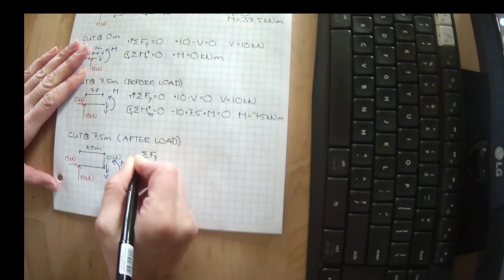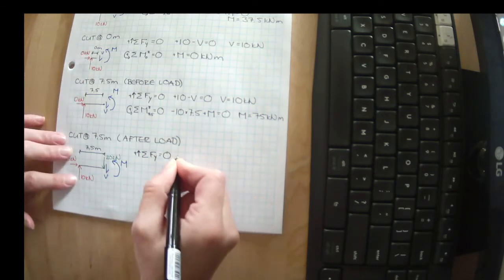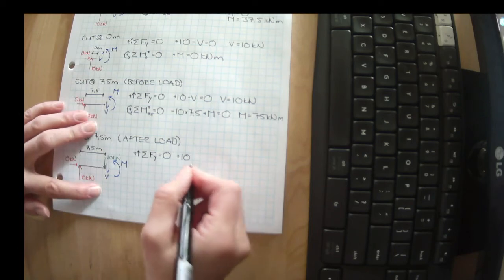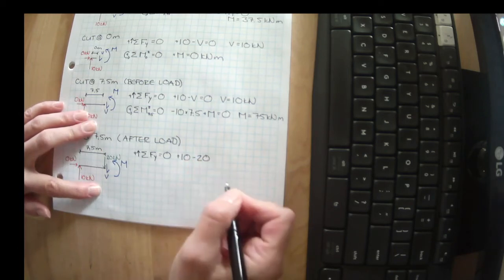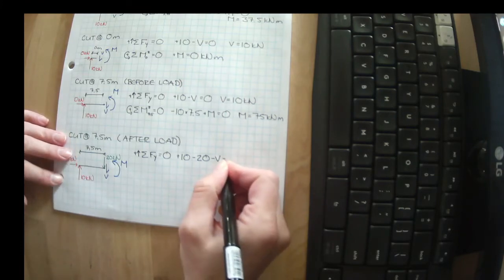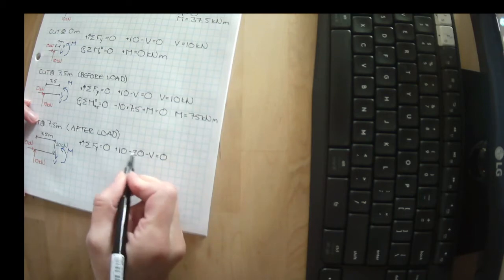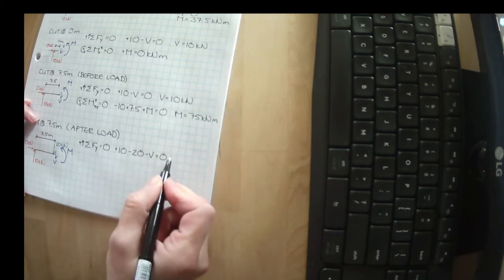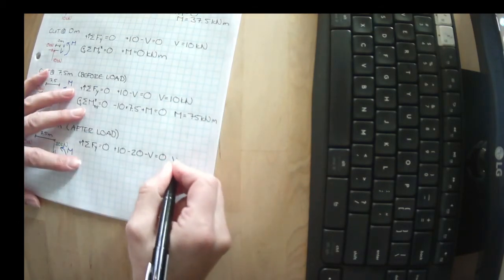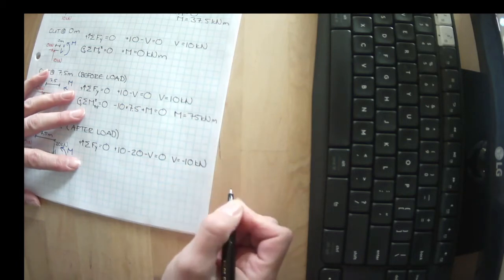Let's sum the forces in the y direction with upwards being positive. We've got our 10 kilonewtons upwards. We've got our 20 kilonewtons downwards, so negative, and our unknown internal shear. Well, 10 minus 20 is minus 10. Bring it over here, it's plus 10, but it's minus V. Change our signs. V equals minus 10 kilonewtons.